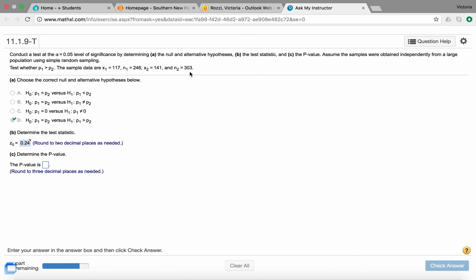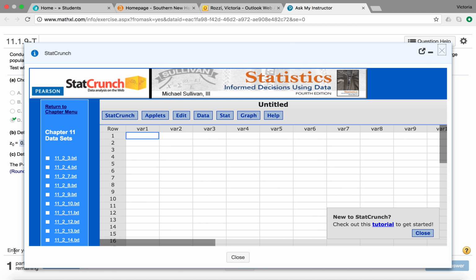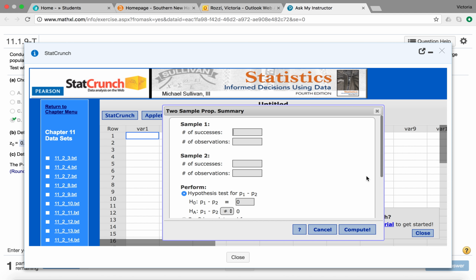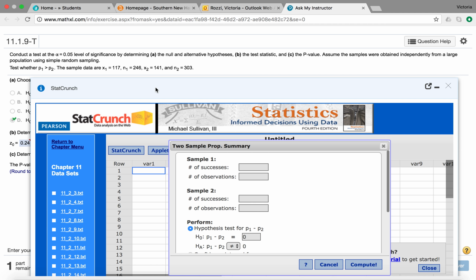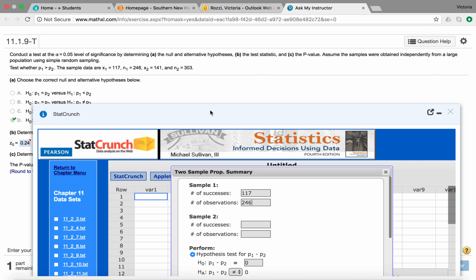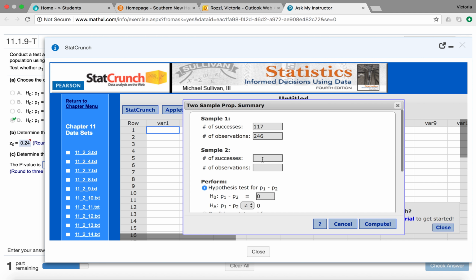Okay, so we're dealing with proportion stats here, where x is your number of successes and n is your total that you were testing. So when we go to StatCrunch, let me just open that back up. You're going to go to Stat, and we're doing proportion stats for 2 samples. And again, this time we don't have all the data, but we do have the summary. So for sample 1, it was 117 and 246. And then for sample 2, 141 and 303.